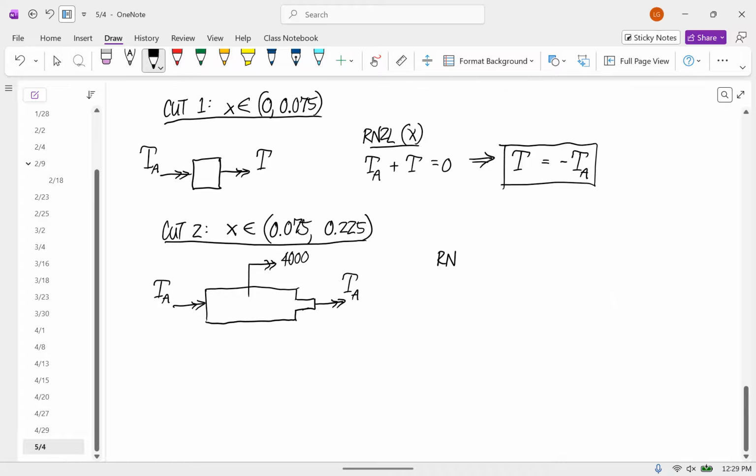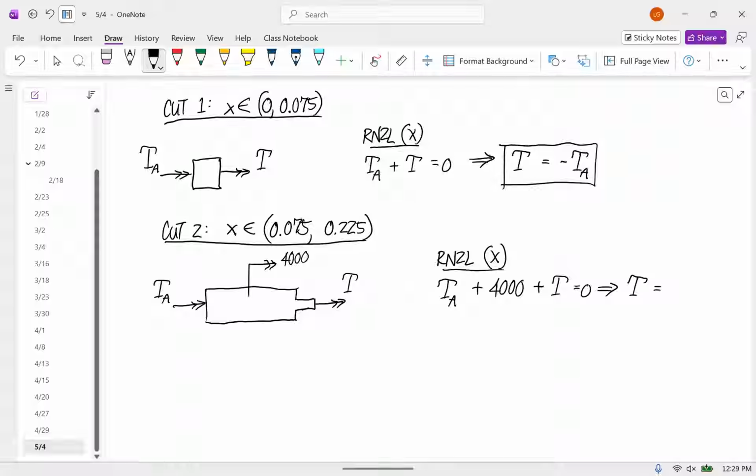The moment equation, we have TA plus 4,000. This shouldn't be TA, this should just be T. Plus T is equal to 0. And so the internal torque on this piece is negative TA minus 4,000.